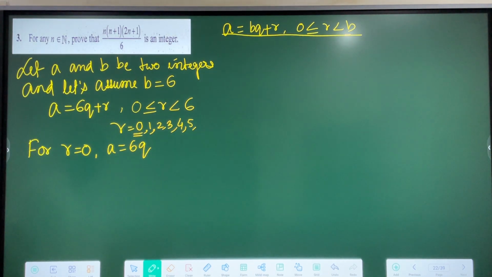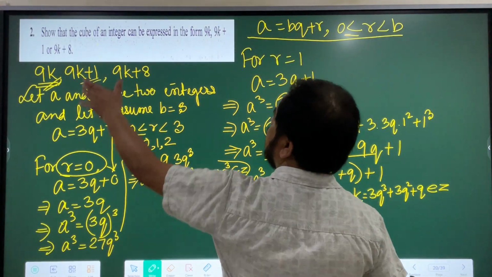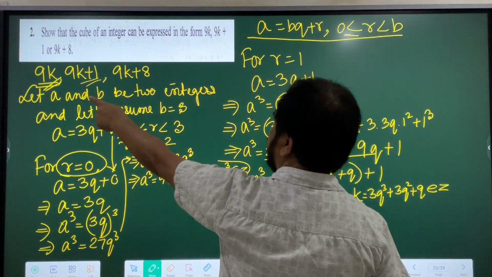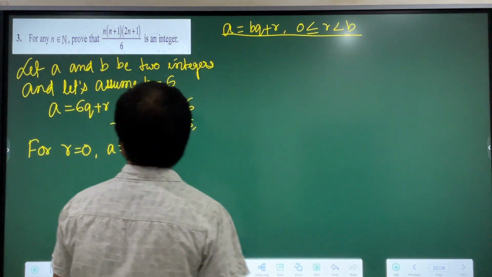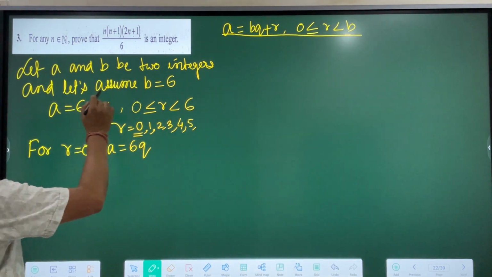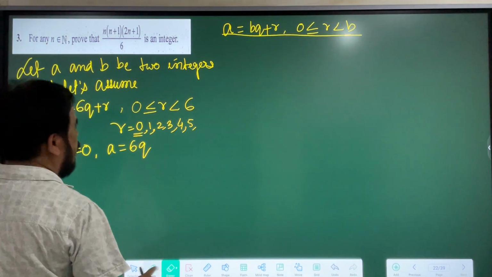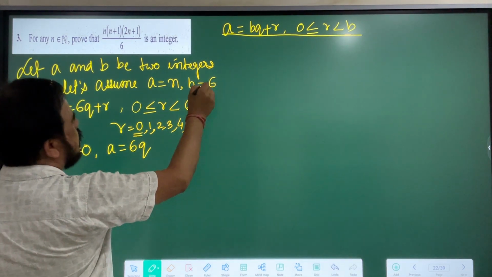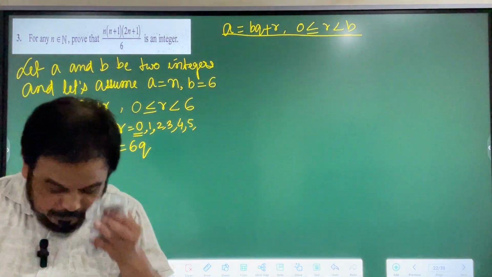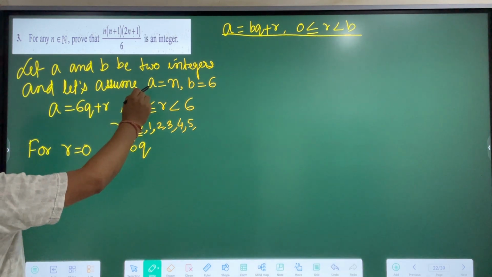So something I have done mistakenly here. Actually, I could have taken this in the previous sums. In the previous sums, there is no expression given, so that is why we took a and b directly. But here we will take n and b. You can take it this way also. Let us assume a is equal to n and b is equal to 6. This way we can write.